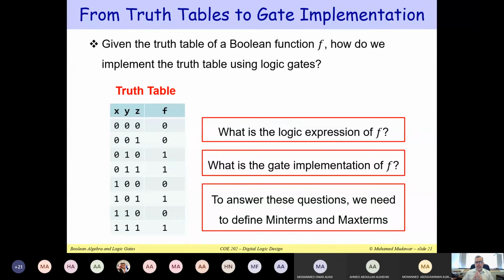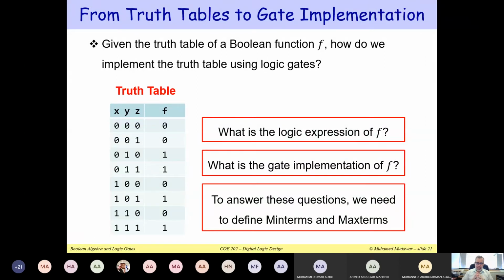I'm going to define what I mean by a minterm and what I mean by a maxterm, and how I obtain a logic expression for the function f. Now this logic expression that I obtain using minterms and maxterms might not be optimal, and therefore it can be minimized. But I'm going to come back to the problem of minimization in a later lecture. This is described in a different chapter in your textbook, maybe next week.